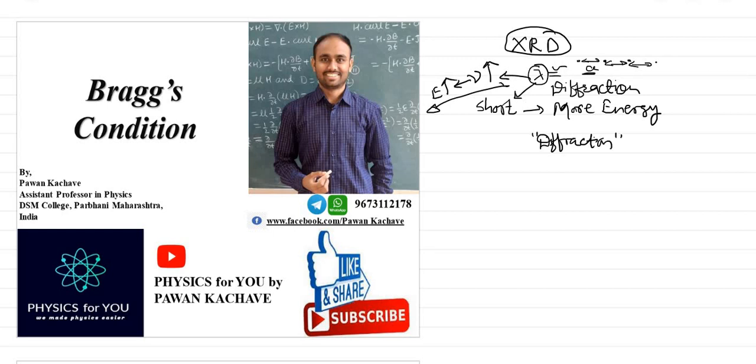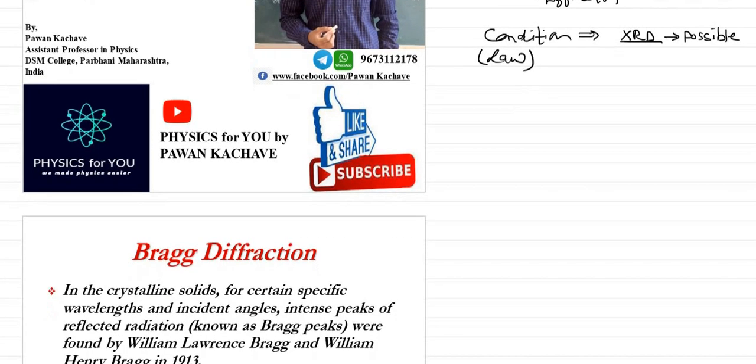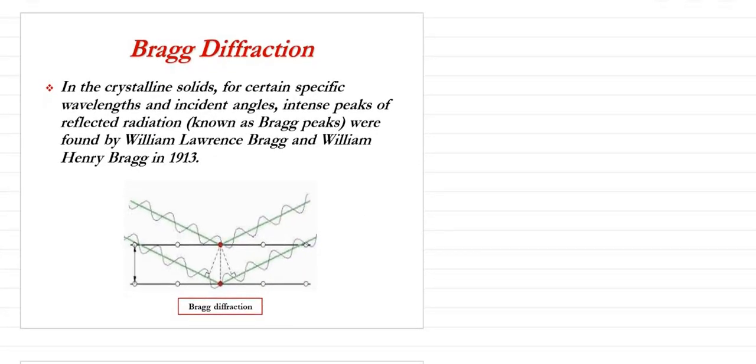Now, for this X-ray diffraction, Bragg did some experiments and got some diffraction results. He found that there is a condition, and when the X-rays follow this condition, X-ray diffraction is possible. That condition we call Bragg's condition or Bragg's law. In this video we have to see this only. Right, so let us begin with Bragg's diffraction.